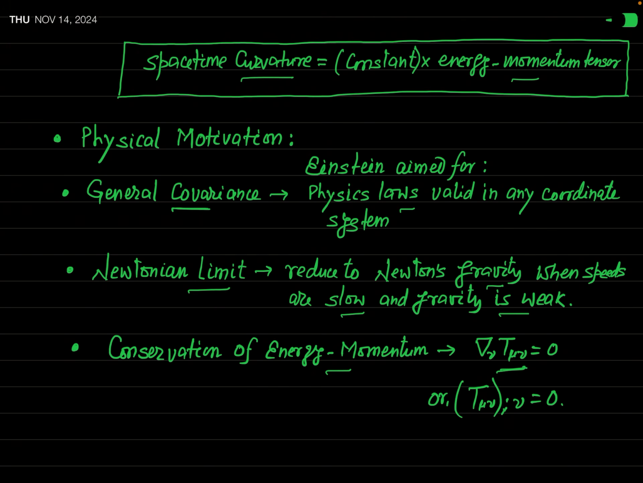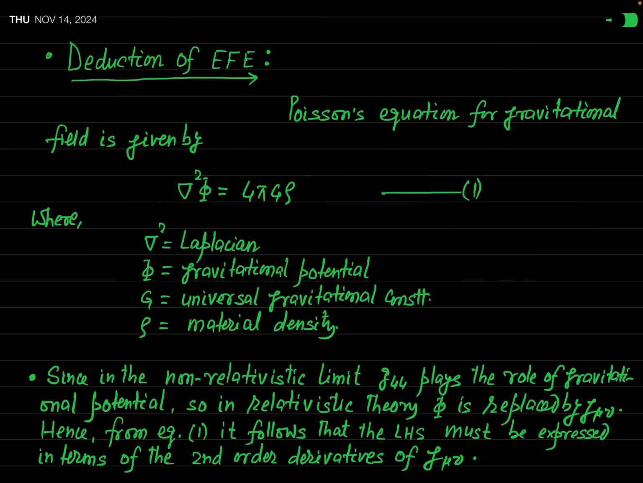So these three facts were the physical motivation behind the derivation, or behind the proposal of this field equation by Einstein. So what is Einstein's field equation? What was the physical motivation? What does it physically mean? You have learned.